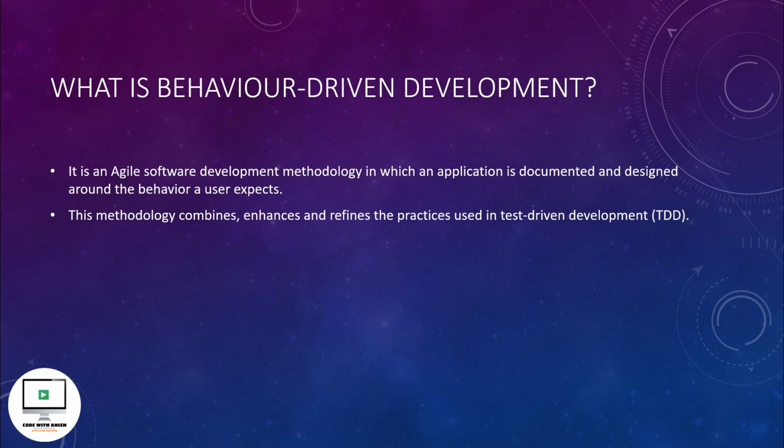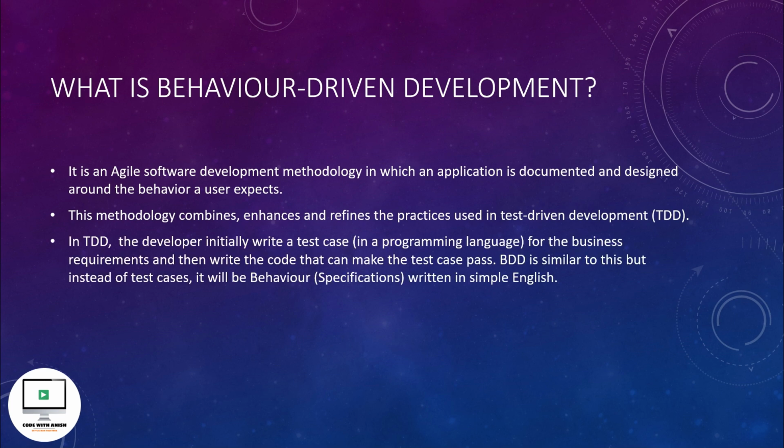Now coming to behavior-driven development, it enhances this practice. Why? Because, as I said, in TDD the developer initially writes a test case in a programming language. For example, if the application is written in Java, the test case will be written in JUnit, which is one of the Java test frameworks. So he writes JUnit test cases first, then writes the code that makes the test case pass. That means he implements the actual feature.